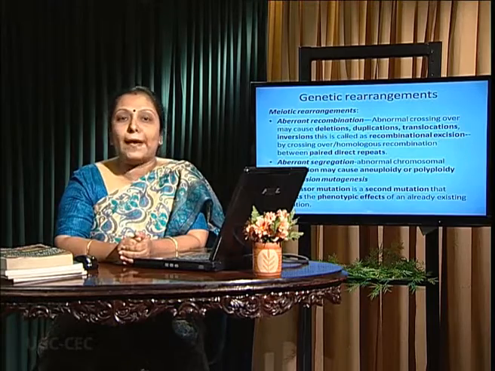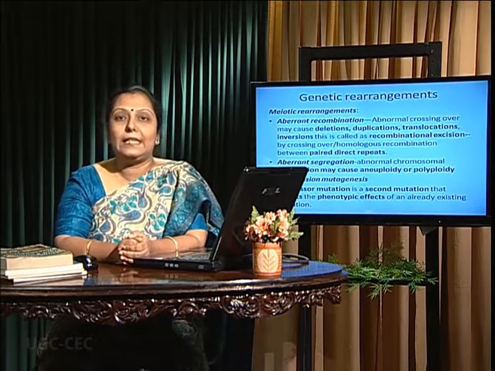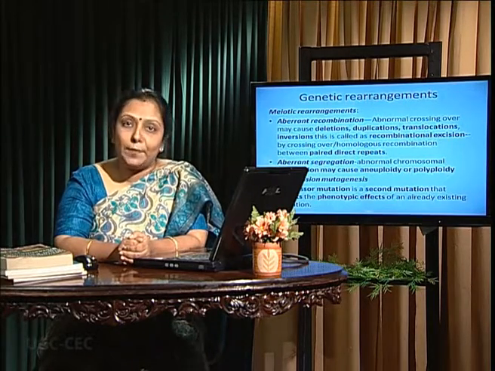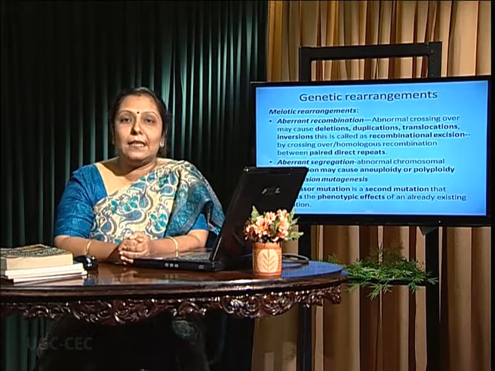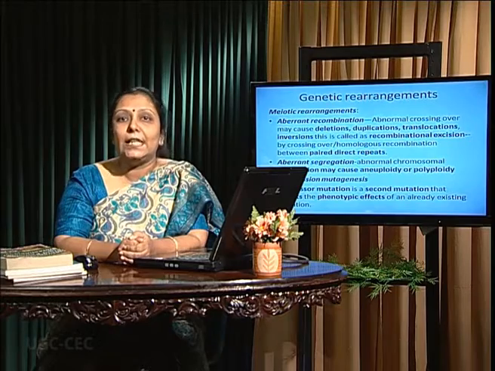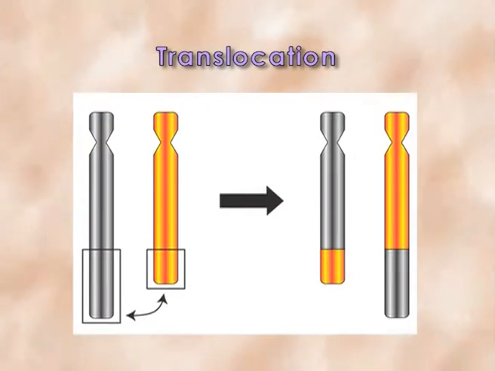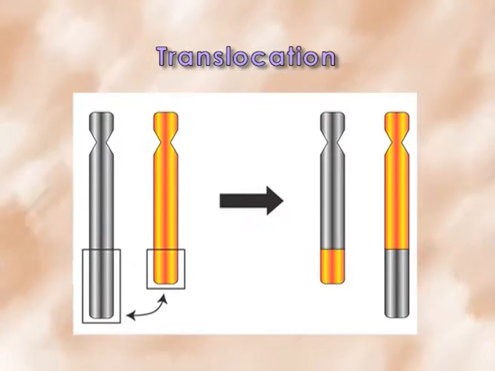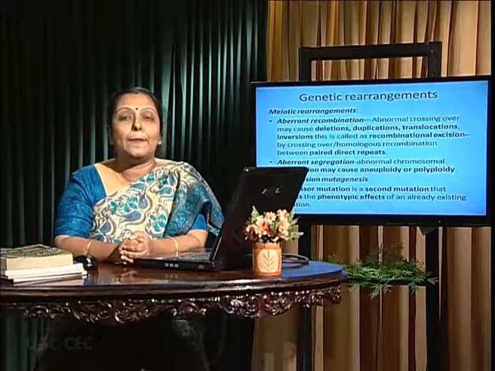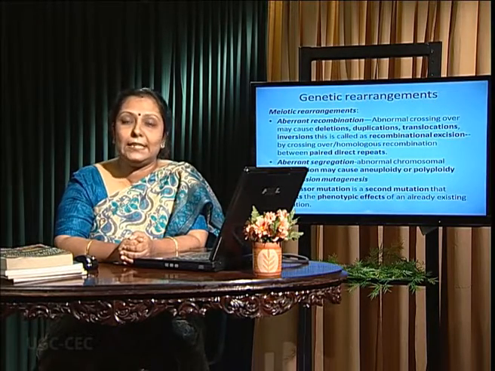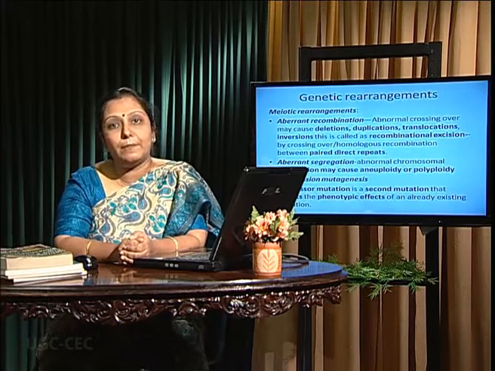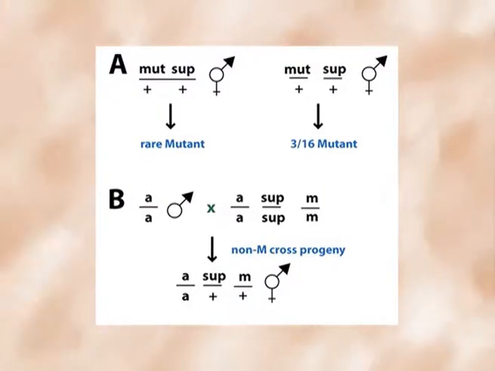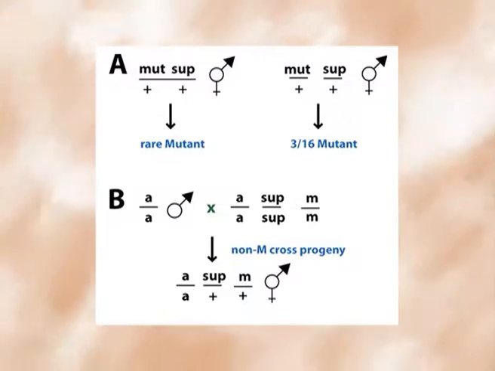Genetic rearrangement or meiotic rearrangement is found in case of aberrant recombination and aberrant segregation. Aberrant recombination means recombination excision gives rise to translocation as well as inversion and deletion of the direct repeats, and aberrant segregation gives polyploidy and aneuploidy. Suppression: the second-site mutation helps to revert back the original phenotype caused by the former mutation.